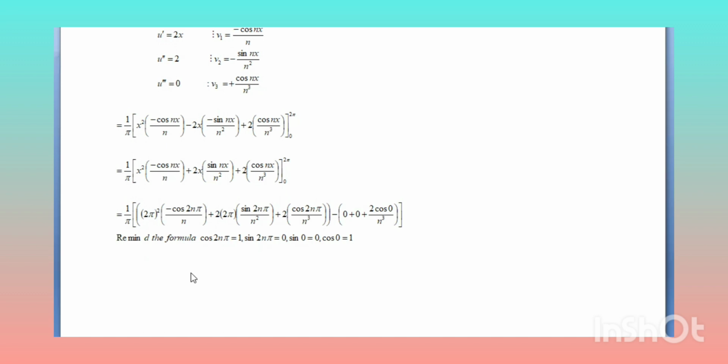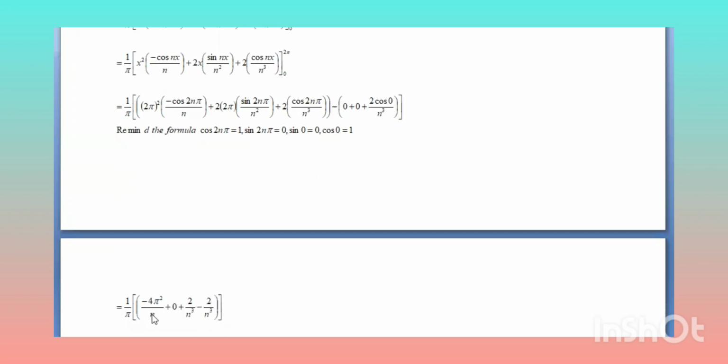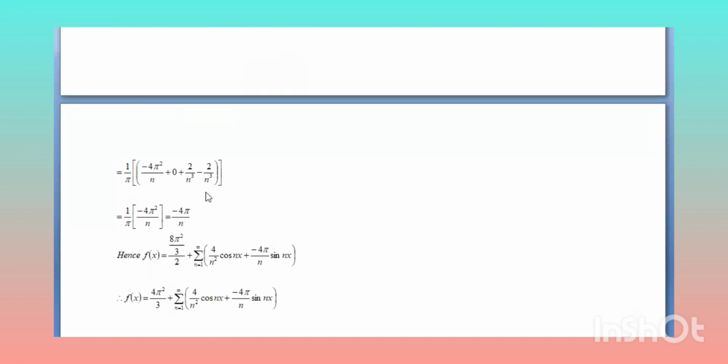Now we have to recall the formulas we have studied. Cos 2n pi is equal to 1, sin 2n pi is equal to 0, sin 0 is 0, cos 0 is 1. So here the first term: cos 2n pi will be 1, so minus 4 pi square divided by n. Second term: sin 2n pi will become 0. Third term: 2 cos 2n pi, cos is 1, so 2 divided by n cube. The final term will be minus 2 divided by n cube. So plus 2 divided by n cube minus 2 divided by n cube cancels.